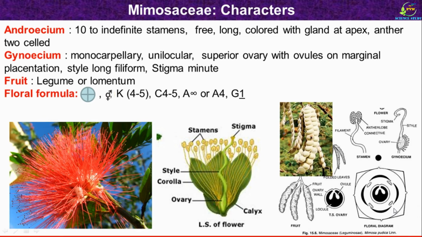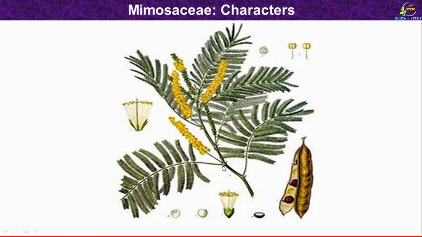So here you can see the spines as well as the inflorescence. These are the compound leaves of the plant. Then this is the longitudinal section of the flower where we can see numerous stamens. And this is the fruit of the plant.